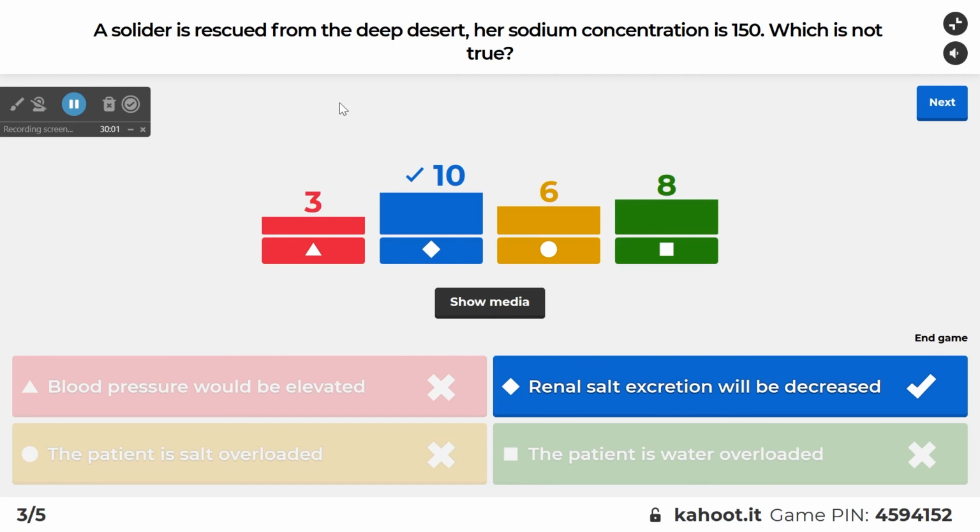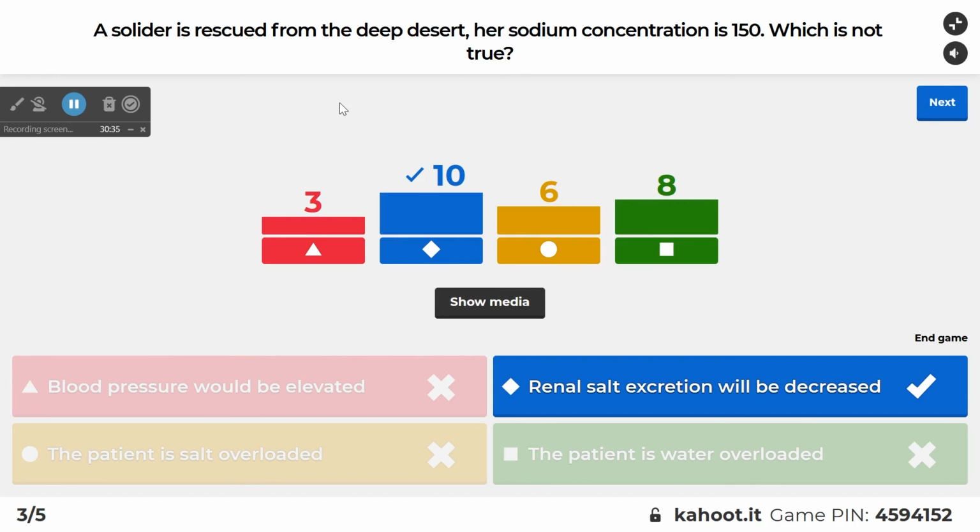And admittedly, this is a screwed up question. That's why I tried to fix it earlier, but it didn't save it. All right, the patient is salt overloaded. Is that true? Unless she made some really bad choices in the desert, no. Soldier, I didn't even spell that right. She's a soldier. Maybe that's her problem. But no, she would not be salt overloaded unless she was somehow taking in excess salt, and she should know better if that was the case.